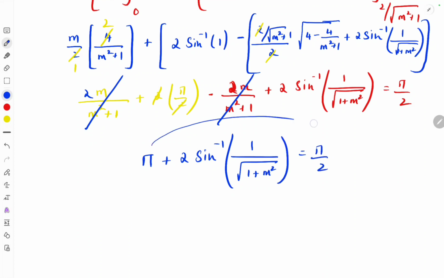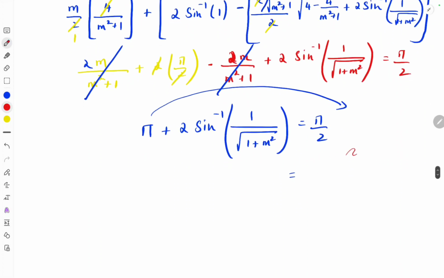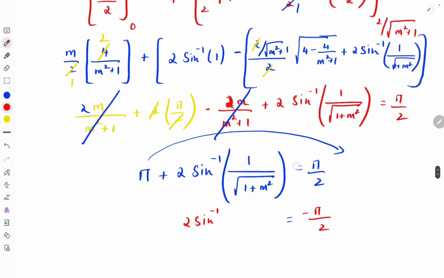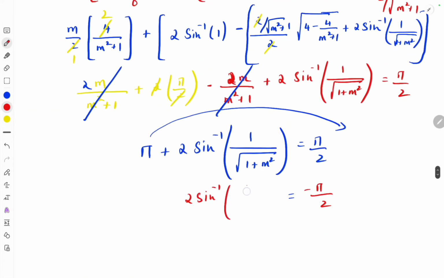So this pi, if it comes here, it is minus pi. So pi by 2 minus pi is what? It is again pi by 2. Pi by 2 minus pi by 2, so it will be minus pi by 2. And here we have 2 times sine inverse 1 divided by root of 1 plus m square.